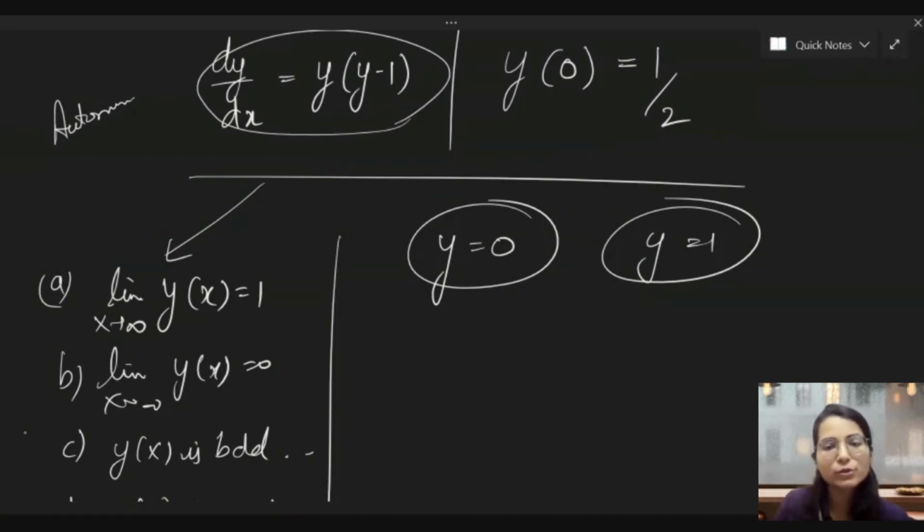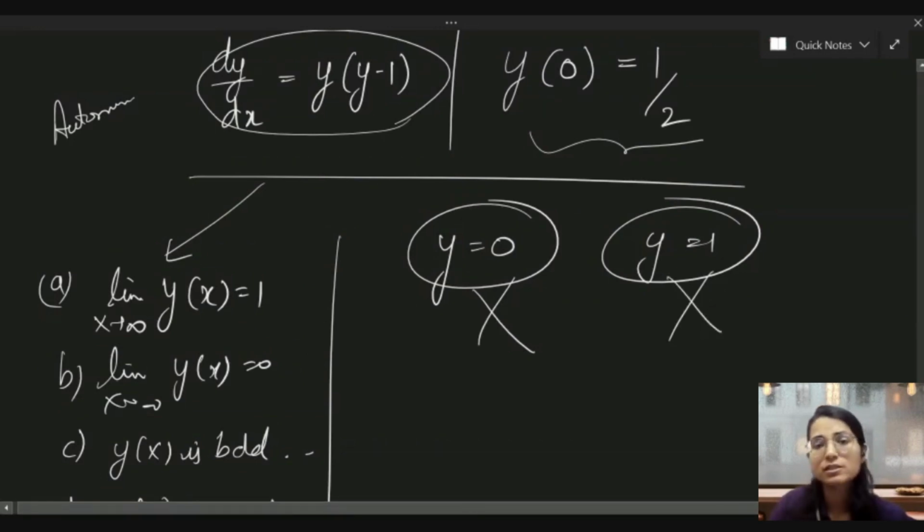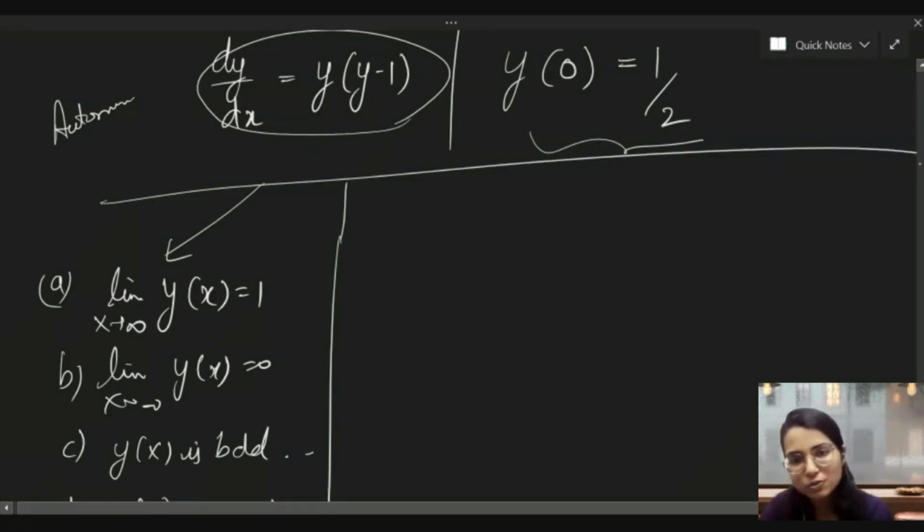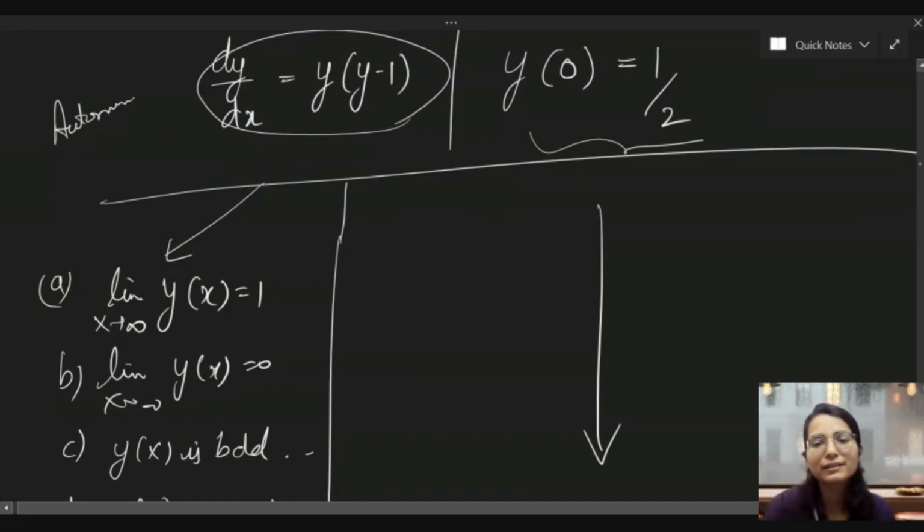So y is equal to 0 is clearly not a solution because it doesn't satisfy the initial condition. It satisfies the differential equation for sure, but it doesn't satisfy the condition. It also doesn't satisfy the condition. What should we do now? Because we're not able to find the solution. We are not asked to find the solution first of all, so we will not find it, but we will use a method that will tell us how the solution behaves.